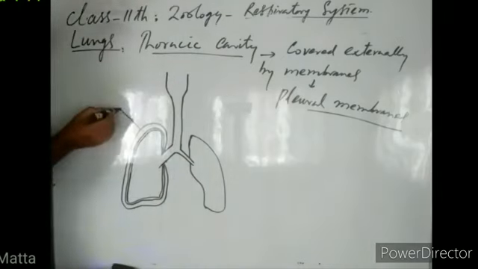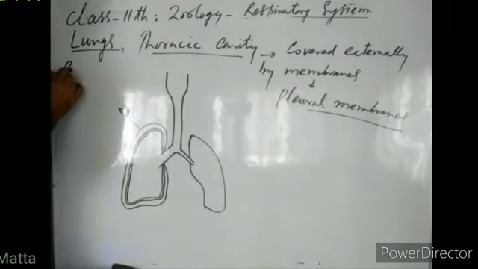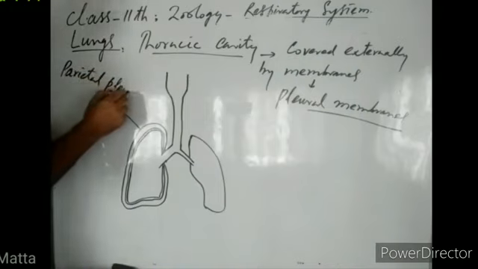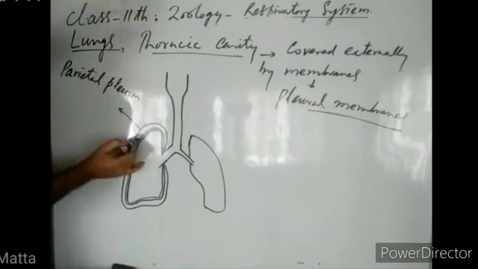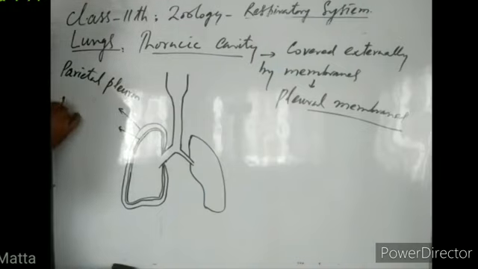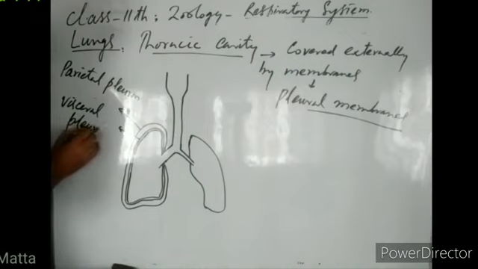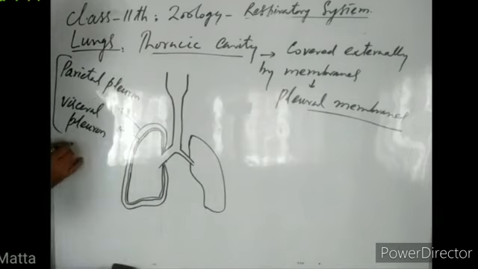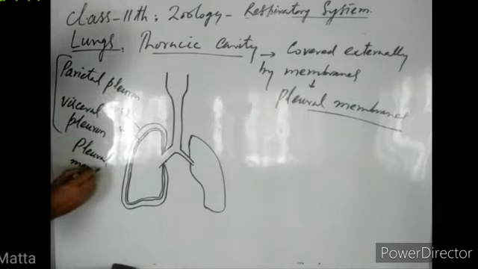This external membrane is known as parietal pleura. This inner membrane, which is on the surface of the lung, is known as visceral pleura. And both the membranes together are known as pleural membranes.